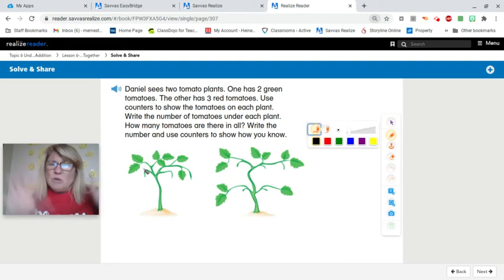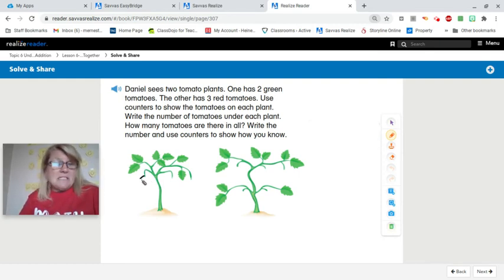So this one, we're just going to use pencil. We don't need to use our crayon. If you want to, you can. I just usually don't. But this tomato plant is going to be the one with two tomatoes. There's one tomato. There's two tomatoes. Let's go ahead and put a number 2 down here.